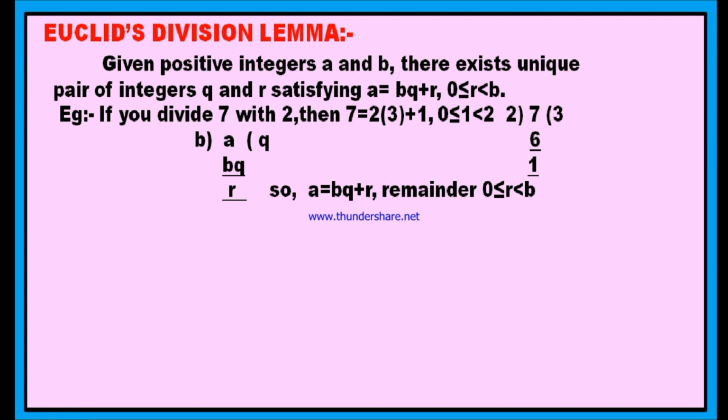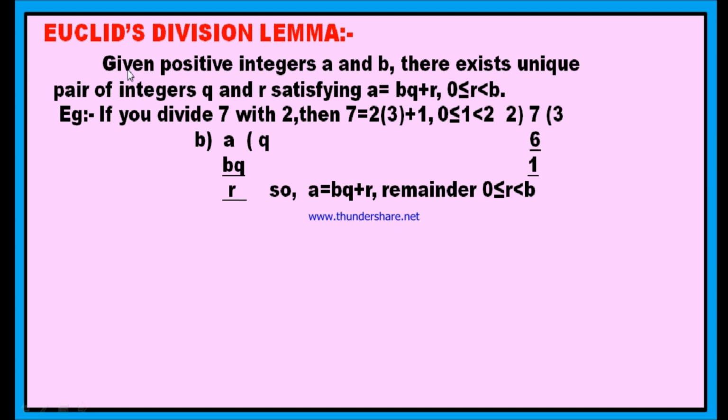Here, what is the remainder in this case? The remainder is r. Therefore the remainder should be greater than or equal to 0, but it should be less than b, less than the divisor. Compare this with the given example, so that you can understand very easily.